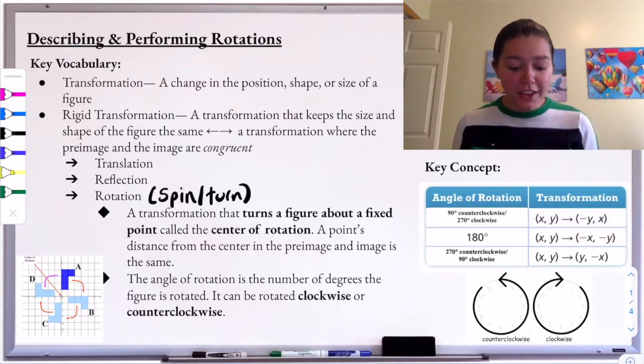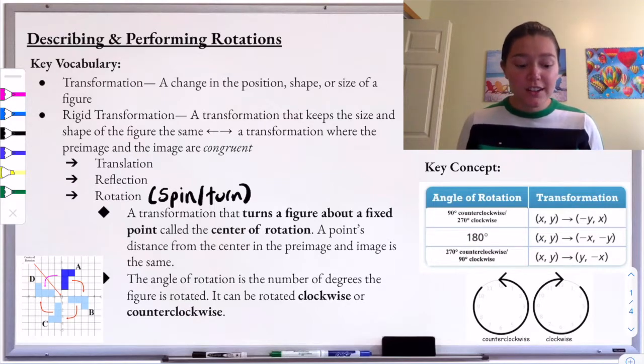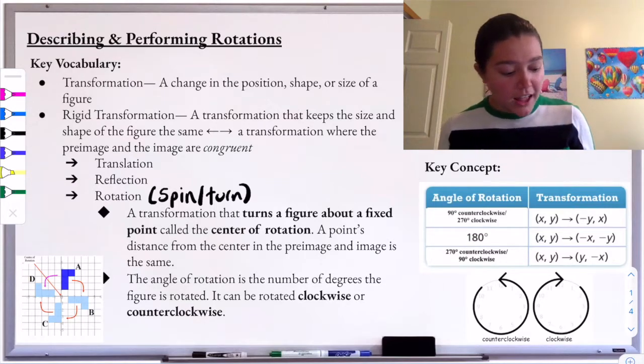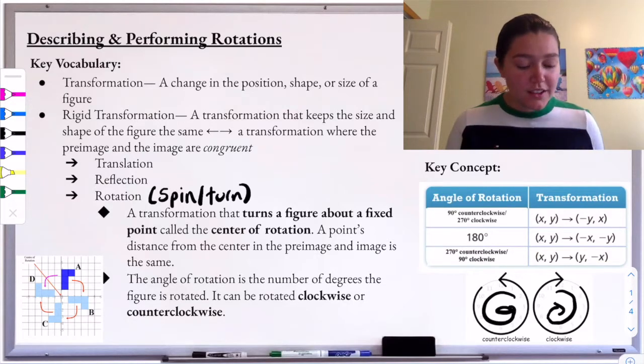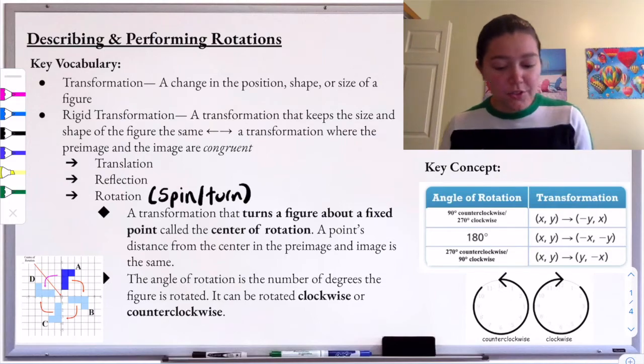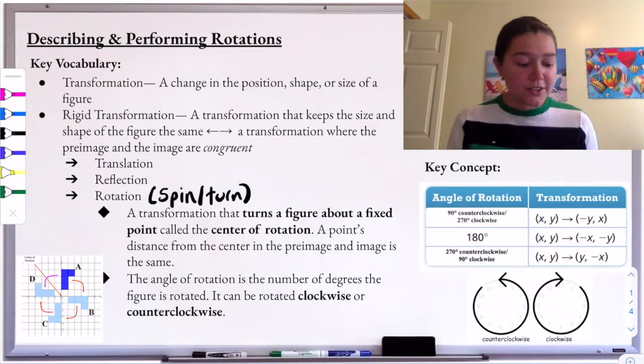And then we have the angle of rotation. That's going to be important. That's the number of degrees that a figure is rotated. And it can either be turned clockwise or counterclockwise. Okay, so that is a useful thing to know if you're not sure about counterclockwise or clockwise.